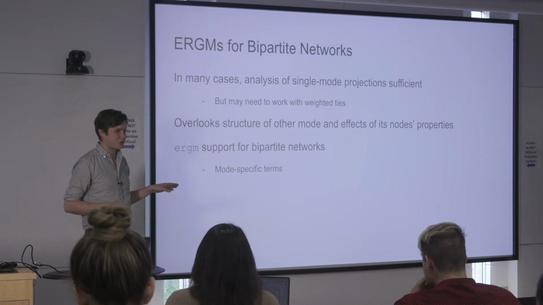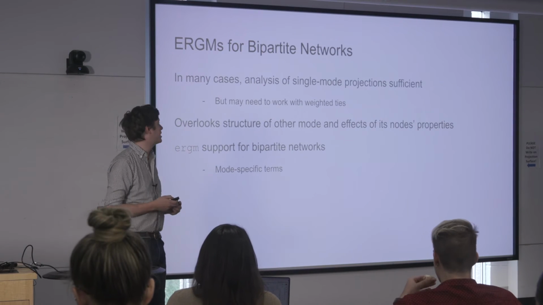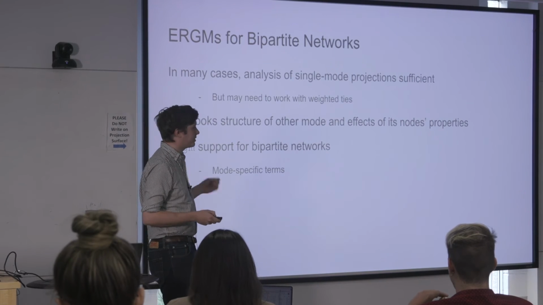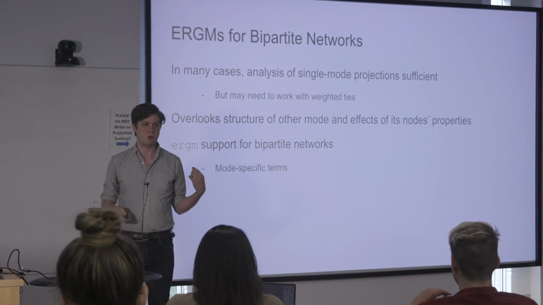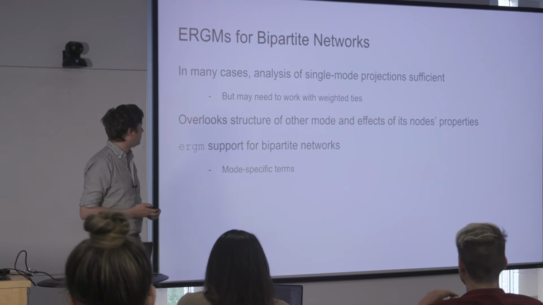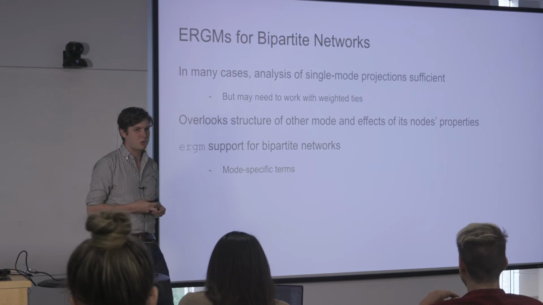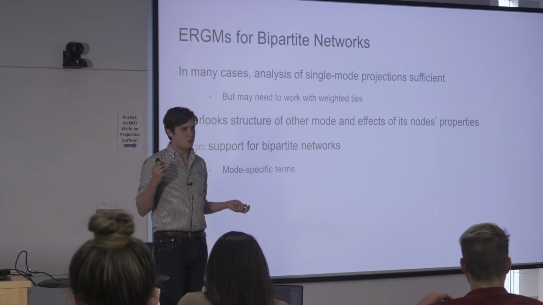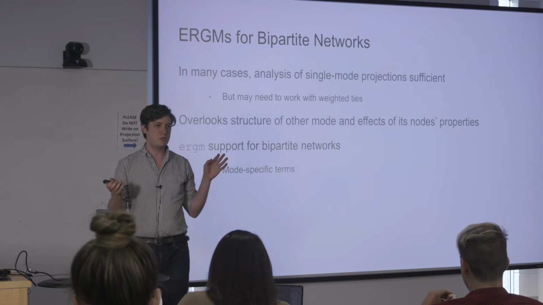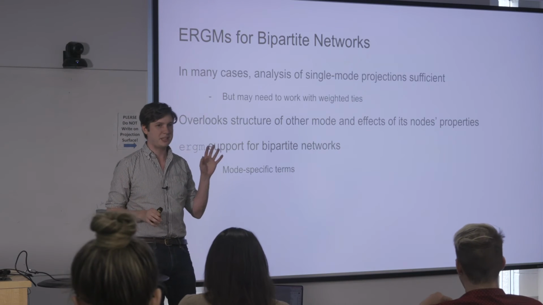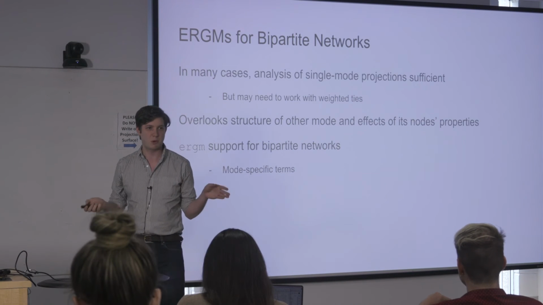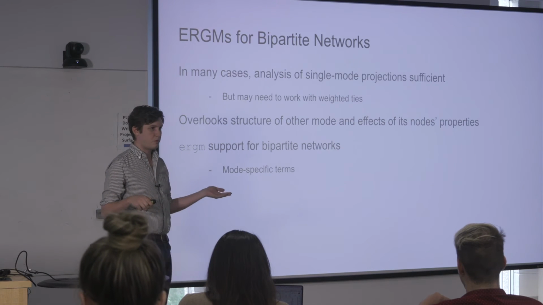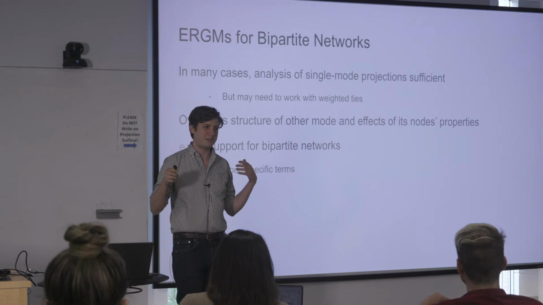Bipartite networks I'm going to cover fairly quickly, because as far as setting them up and working with them, it's not too far off from working with ERGMs generally. When we're dealing with two-mode networks, a lot of times with the questions that we have, just taking the two-mode network, multiplying the adjacency matrix by its transpose and getting the one-mode projection is sufficient. And when you do that, you can work with the standard ERGM and not really have to worry about the two-mode aspect.